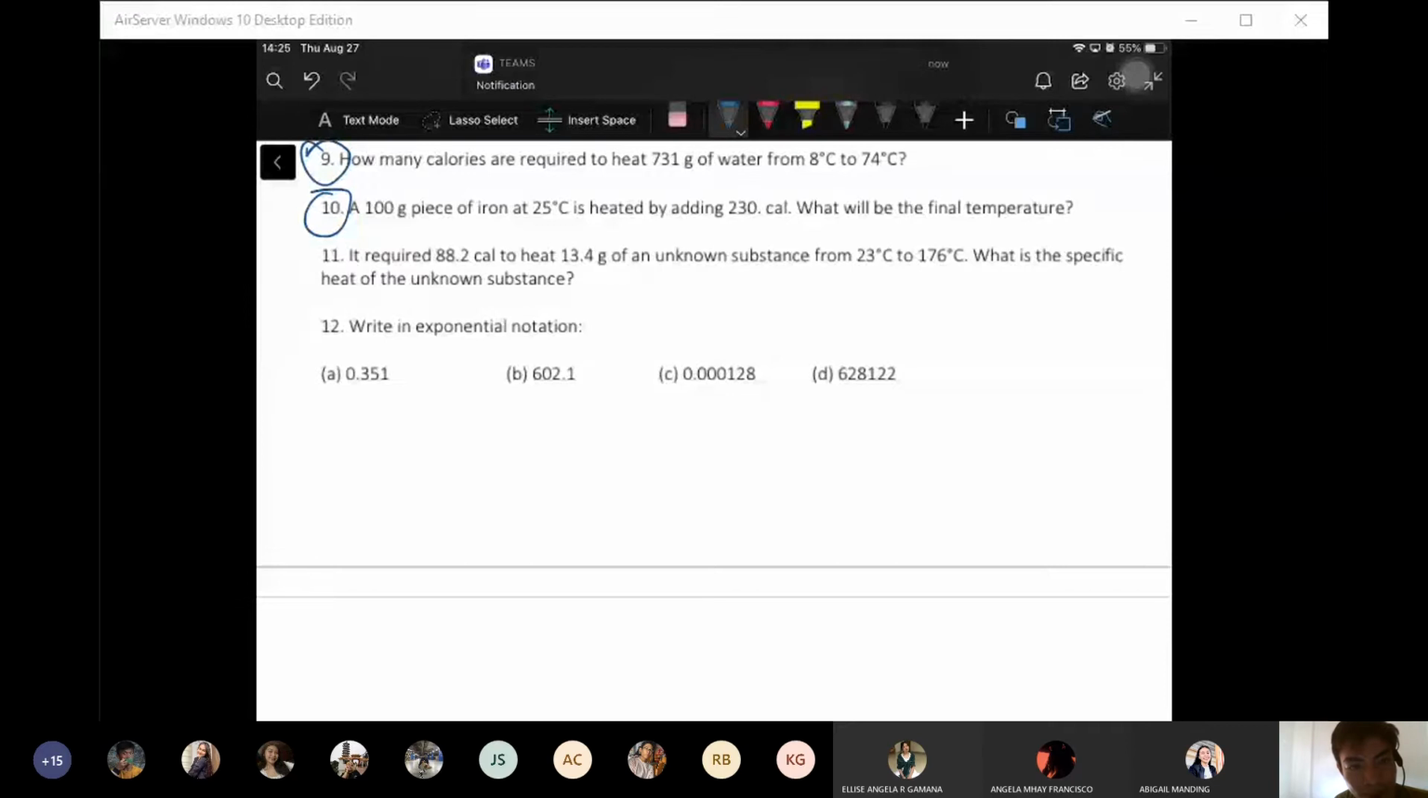May sagot na. Tanungin ko muna yung pusa.